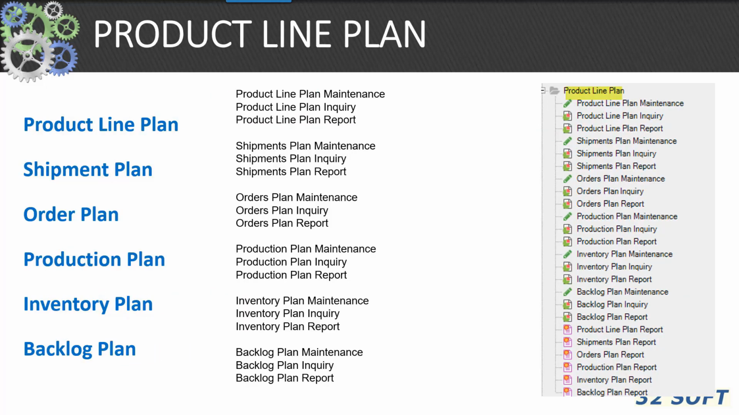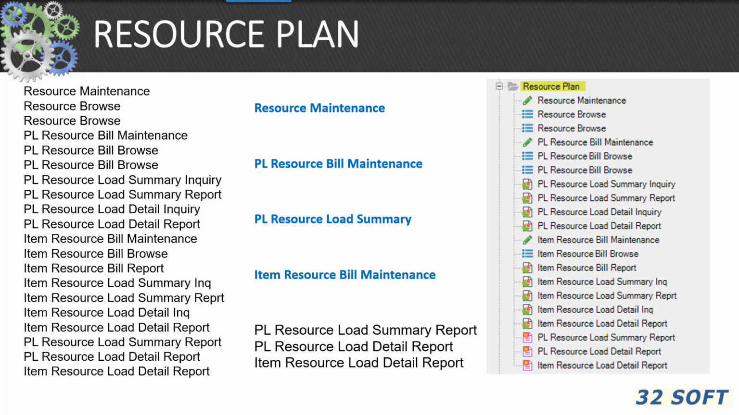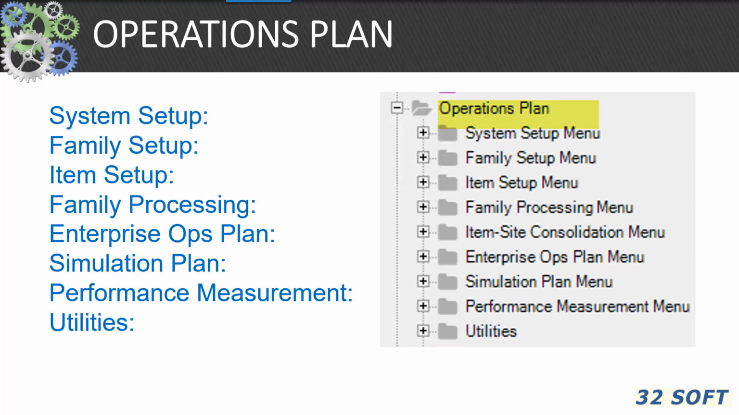Here we see the product line plans. This creates product line plans for a particular site of what is going to be sold, shipped, and produced, along with inventory and backlog. The resource plan in QAD, menu 21, addresses concepts like RRP, resource requirements planning, and rough cut capacity planning. Here we have the ability to define resources, product line resource bills, and item resource bills.